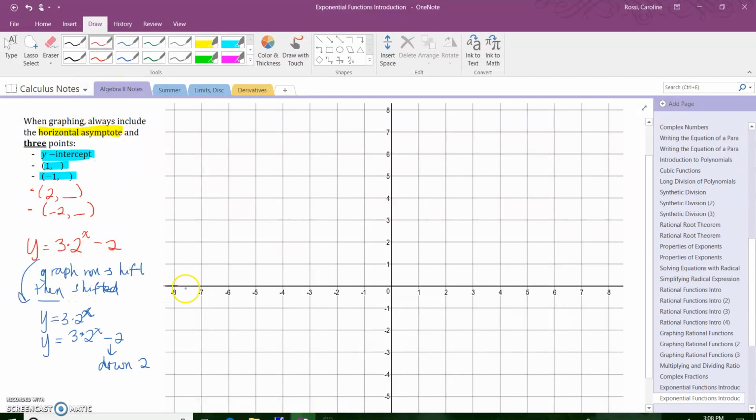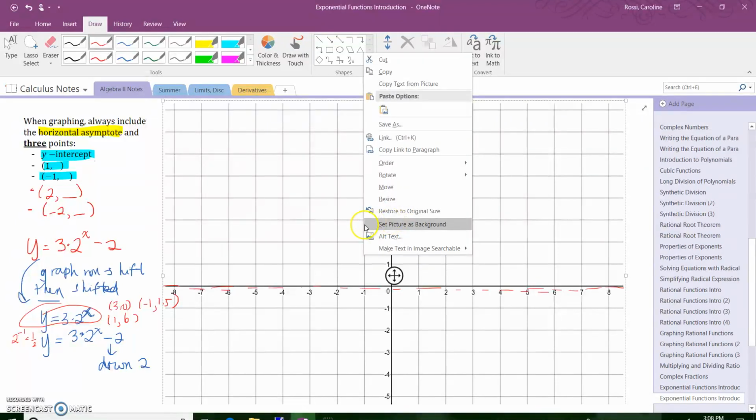So that would have a horizontal asymptote of 0, like this. Again, I'm ignoring the minus 2 right now. All I'm doing is graphing this. The y-intercept is (0, 3). Let's plug in 1 real quick. So that'd be 2 to the first, which is 2, times 3, which is 6. Now let's plug in -1. That'd be 2 to the -1. Let's see, that's a half. A half times 3 is 3 halves, or 1.5. So that means I have (0, 3), (1, 6), and (-1, 1.5).